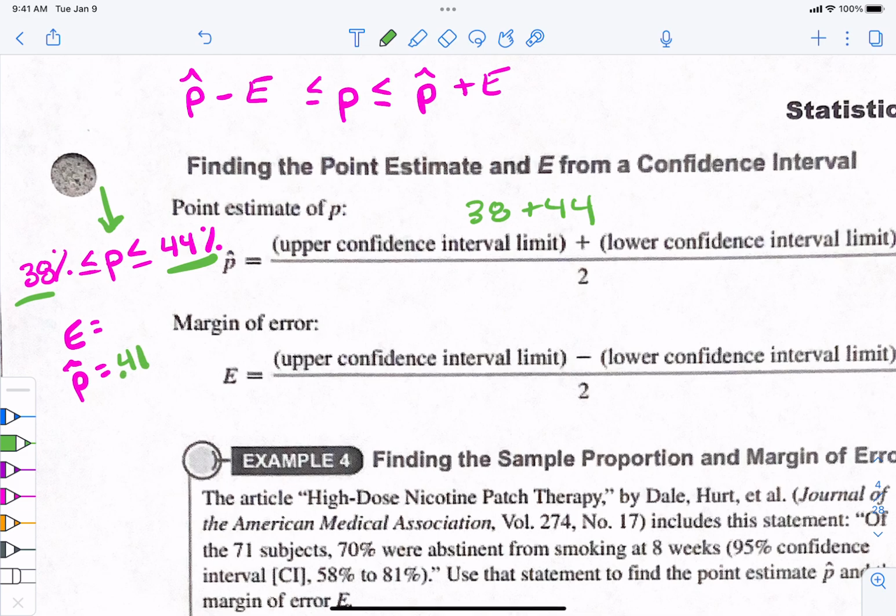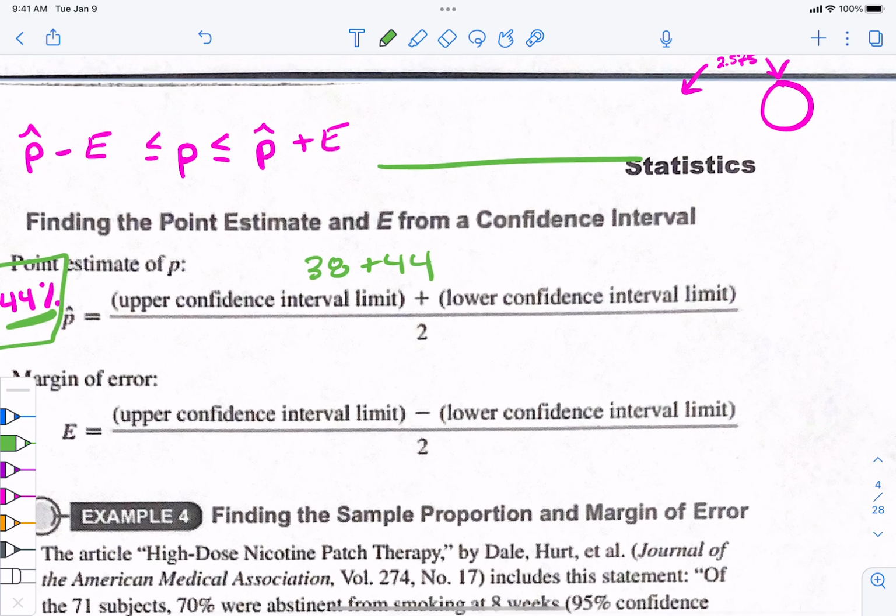0.41 is p hat, yeah? Okay, so then what's the error? What are you adding each time and subtracting each time? 3%. So if they give you the result, you can work backwards and find p hat because it's exactly between, and find the error because that's what you're adding each time. Think about it as a number line, here's where p hat lives.